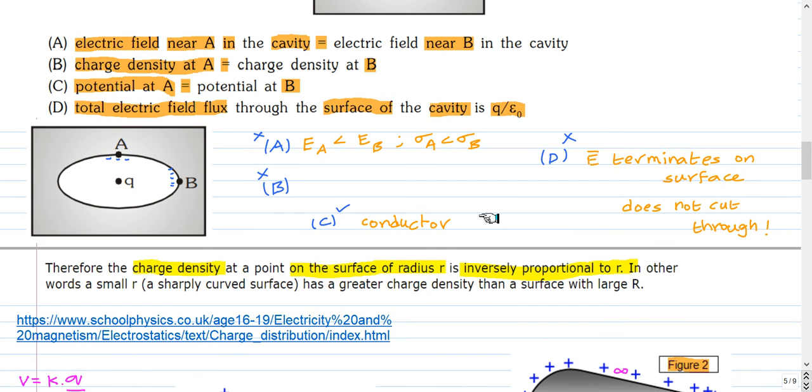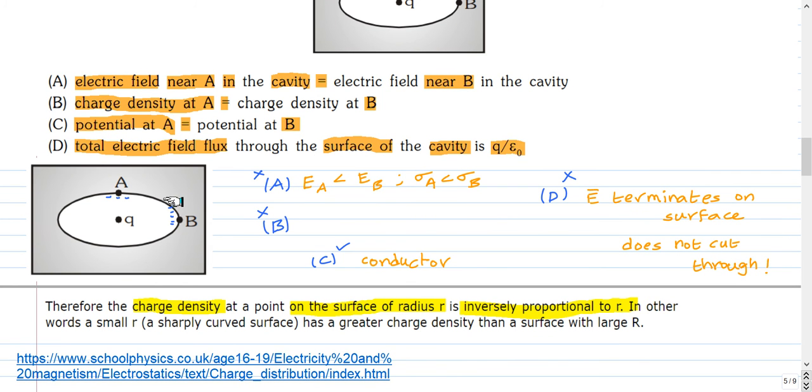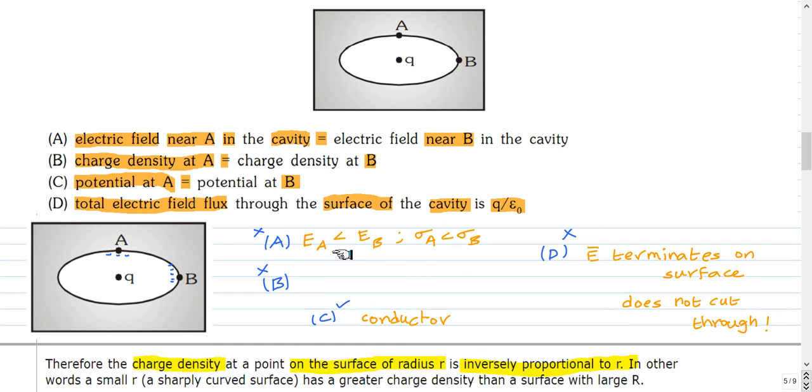So the radius of curvature at point B is small, so more surface charge density will be here, and fewer surface charges will be here at point A. So the electric field at point A will be less than the electric field at point B. So option A is not correct. Option B says charge density is the same. That's not true. It's inversely proportional to the radius of curvature.